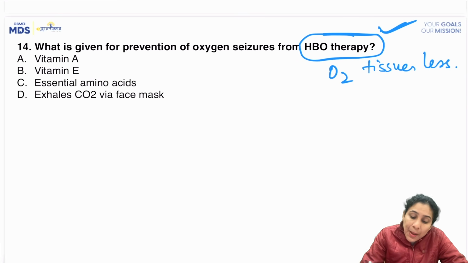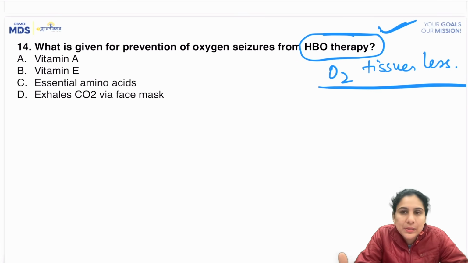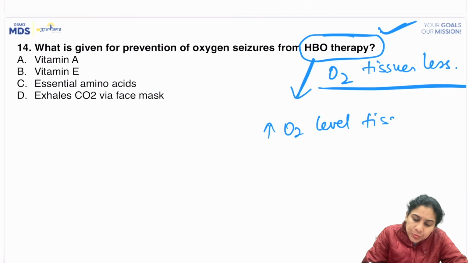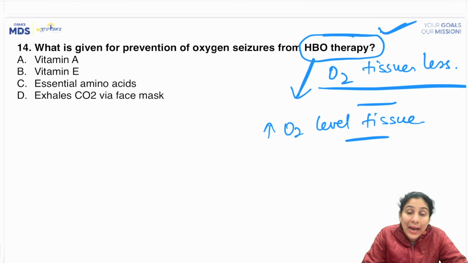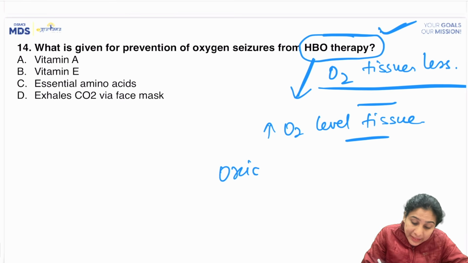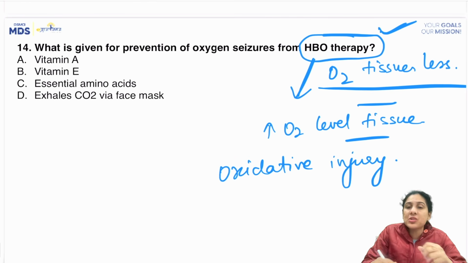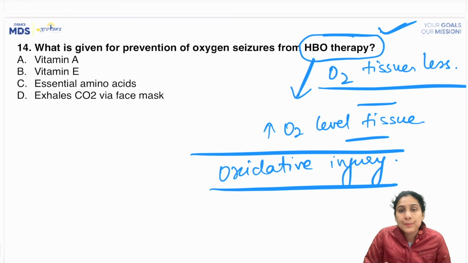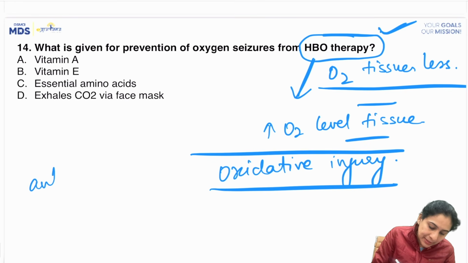Okay, see, excess of anything is bad. It increases the oxygen level in the tissue, but along with that there is oxygen toxicity also. There is oxidative injury, because it is not just the wounded tissue, it will go into every tissue, and every tissue doesn't need it. So there will be oxidative injury. What do you give to prevent oxidative injury? You will give antioxidants.